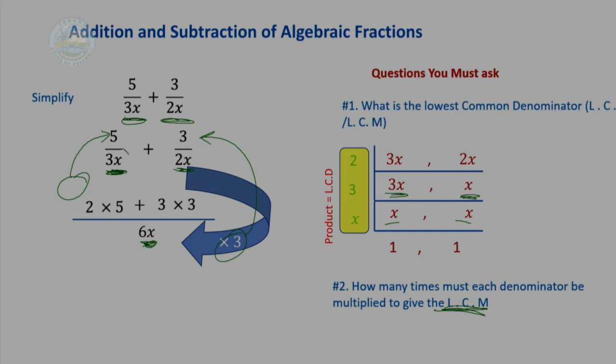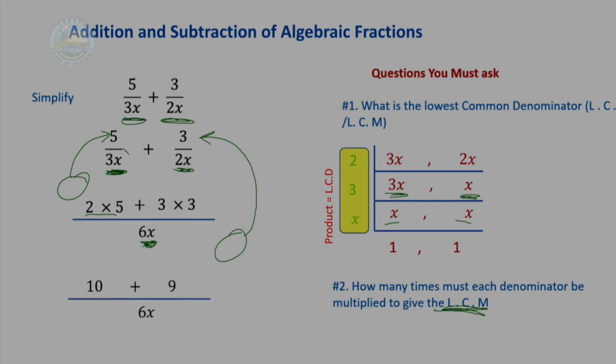What I then do is simplify my numerator utilizing BODMAS. I have multiple operations, so I'm going to do multiplication first. 2 times 5 is 10, and then 3 times 3 is 9, and all upon my common denominator, which is 6x. I can work out 10 plus 9. What is 10 plus 9? 10 plus 9 is 19. So it's 19 all upon 6x, and I've simplified this algebraic expression utilizing addition. Let's look at another example.